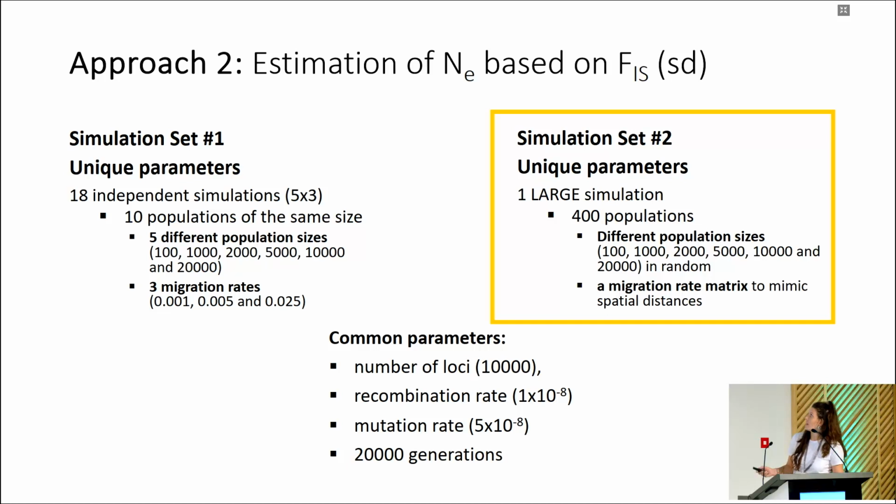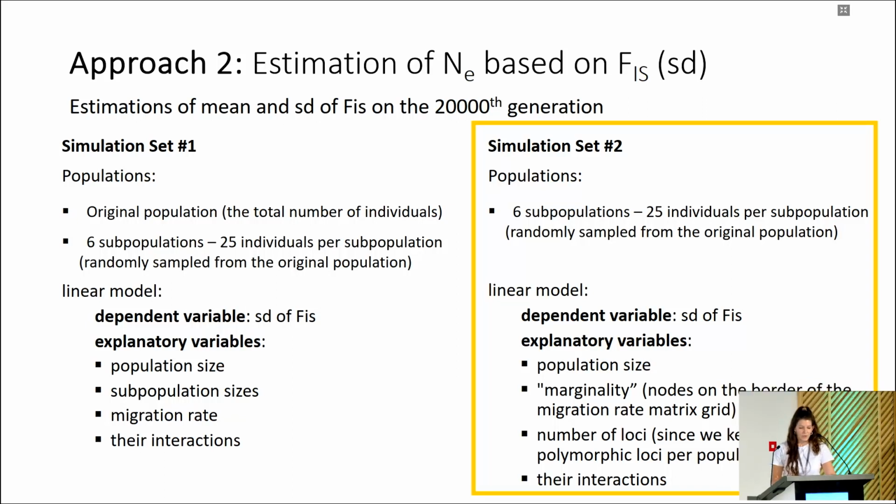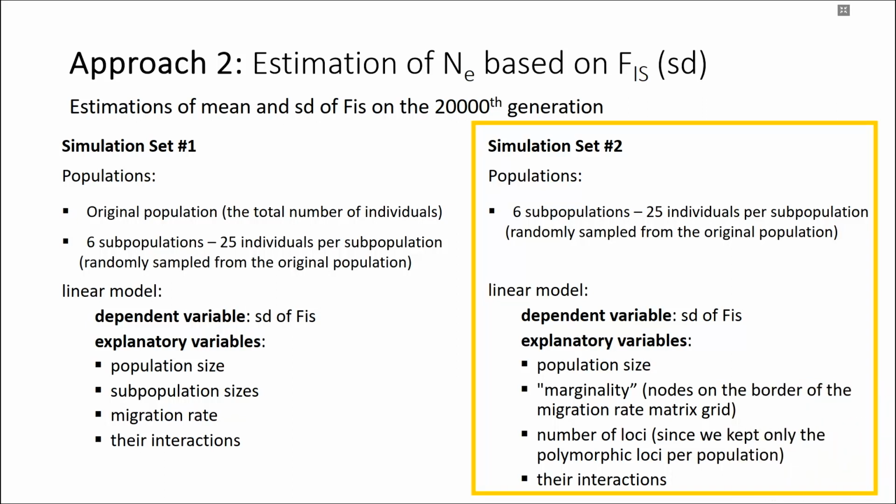First, we use again the same numbers of the sizes, but in random this time. And we created a migration rate matrix to mimic the spatial distances and to see how the populations interact with each other. And then again, for this simulation, after the simulation was performed, we had 6 subpopulations from each population with 25 individuals again, which is normally what people are going and sampling per population in real life.